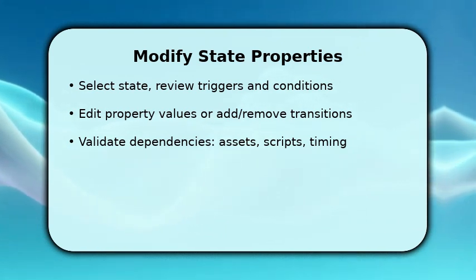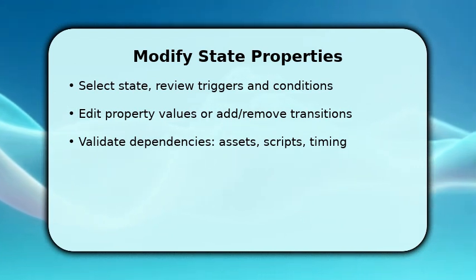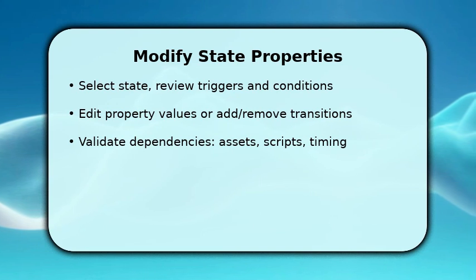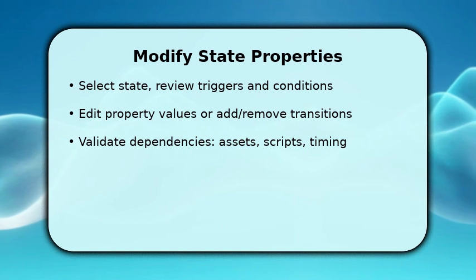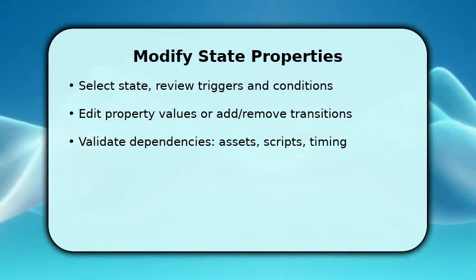Explain why you change timing or threshold to avoid unintended behavior. Make sure to update transitions so entry and exit remain consistent. Otherwise, the system may skip the state. If a script or asset is referenced, open it to confirm compatibility. Save incremental versions as you proceed, so you can revert quickly if a change breaks flow.